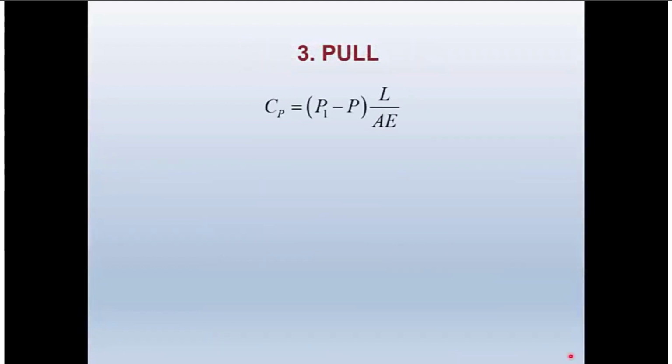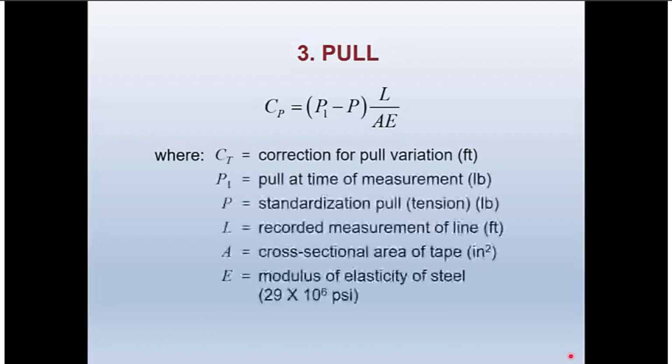Pull. The pull equation has 5 parameters in it that are going to determine what the pull correction is going to be. P1 is the pull at the time of the measurement, the field pull. P is the standardization or the calibration tension or calibration pull. L is the recorded measurement of the line. A is the cross-sectional area of the tape. If we take a pair of tin snips and cut the tape in half and then look down the end of the tape, that's a wee little cross-sectional area that we'll see. That's the area we're talking about. E is the modulus of elasticity of steel, which is 29 times 10 to the 6 psi.